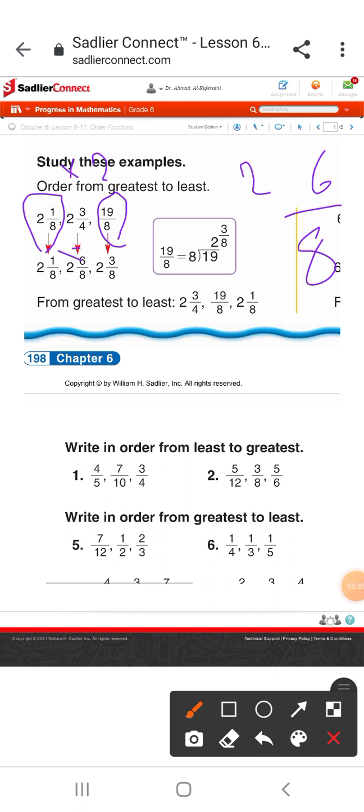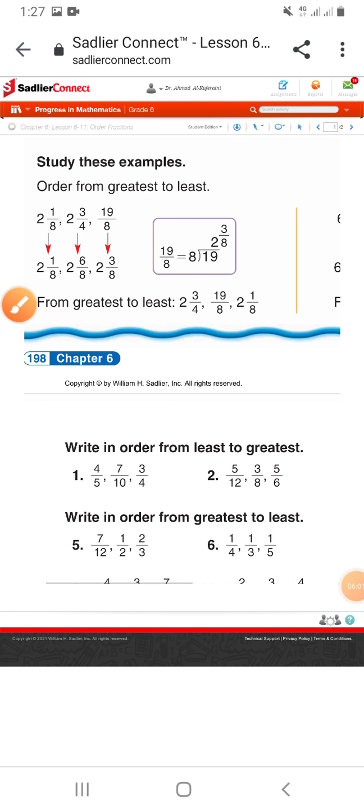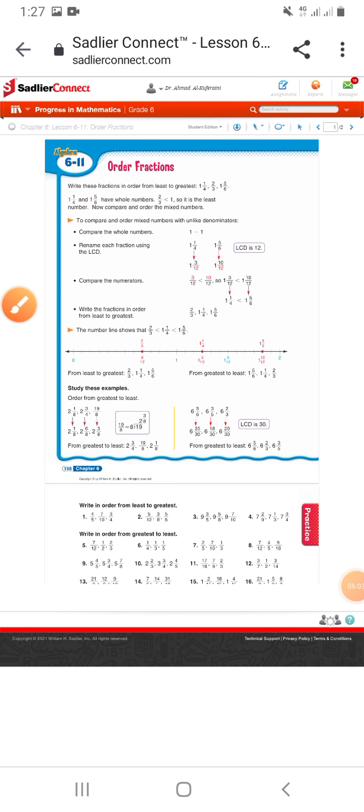But I can't compare two mixed numbers with one improper fraction. So you have to change this improper fraction one more time. Okay, so we have here 19 out of 8. It will be 2 and 3 out of 8. We did long division for it: 19 divided by 8, we have 2, and 19 minus 16, the answer is 3. Okay, now this way we do order fractions.